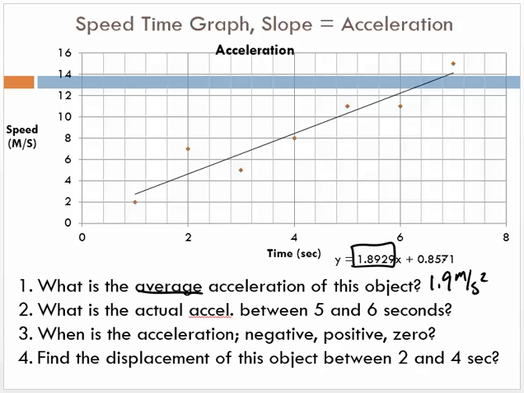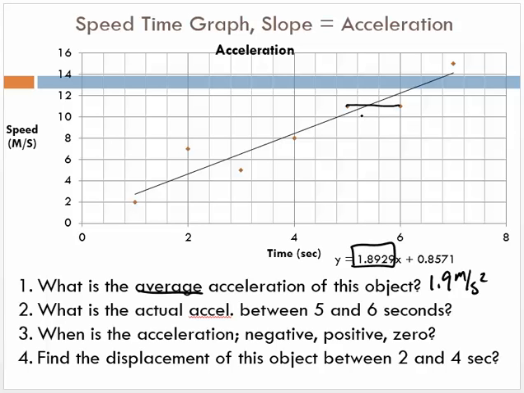What is the actual acceleration between 5 and 6 seconds? Well, now this is different. Between 5 and 6 seconds, I'm going to draw a line right there that tells me exactly what was happening between 5 and 6 seconds. So this is not the average. I want to use the actual points. When it says actual, I'm going to use the points. Obviously, because it's a flat line, it's 0.